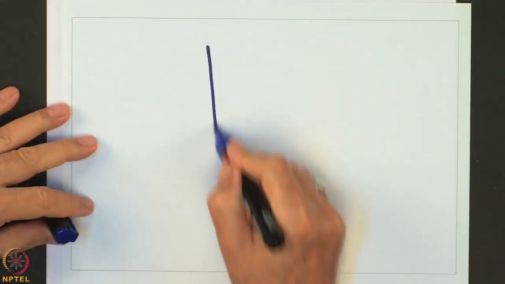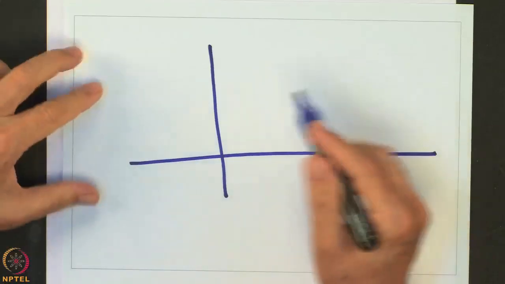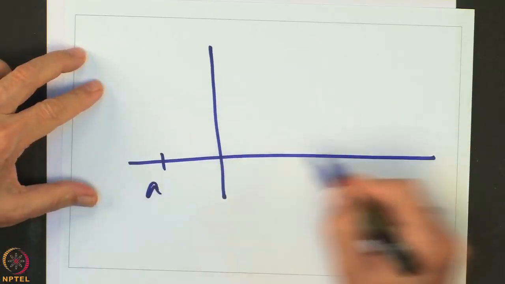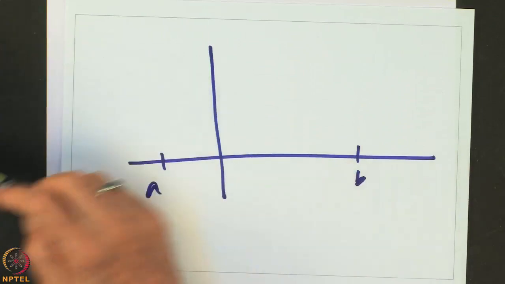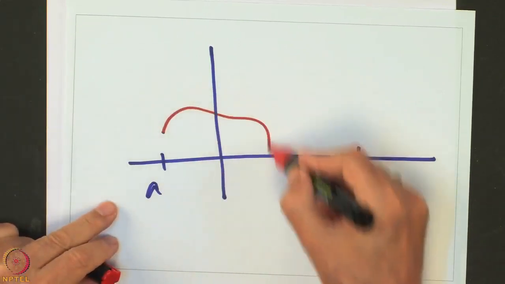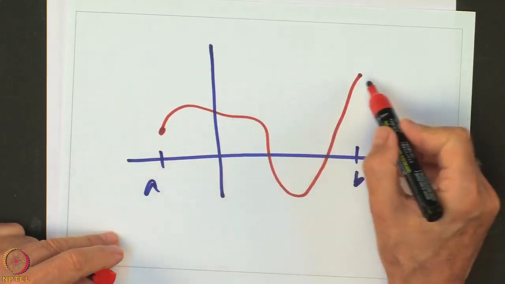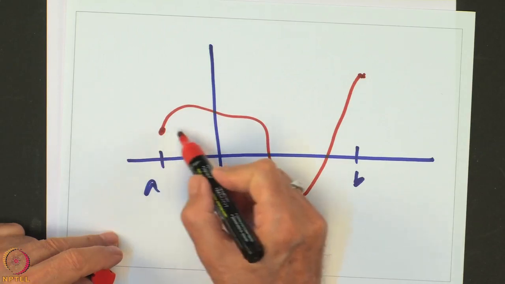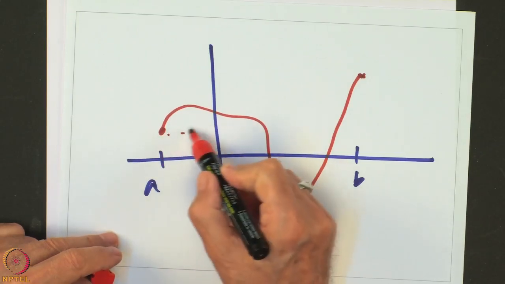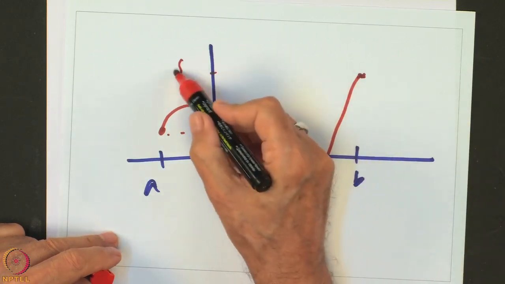Let me draw a picture of this. Let us say this is a function. This is the point A and this is the point B, and let us say the graph of the function goes like this. This is the point f of A and this is the value f of B.